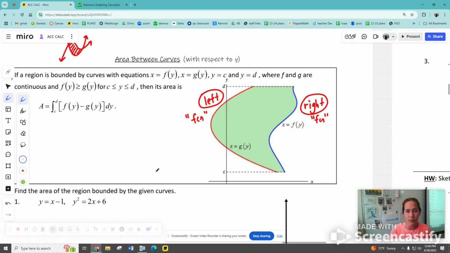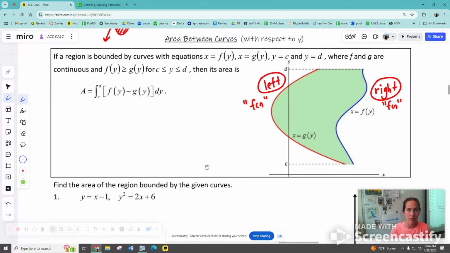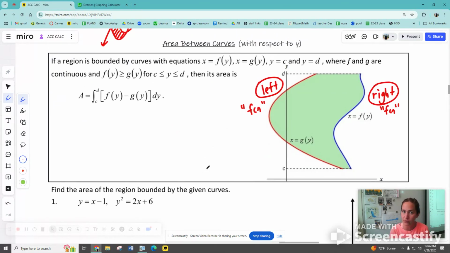While you're getting your notes ready up here on page 8 of the area between curves packet, I'd like to start with a joke. And speaking of math, what is a bird's favorite area of mathematics? Never forget, it's going to be algebra.